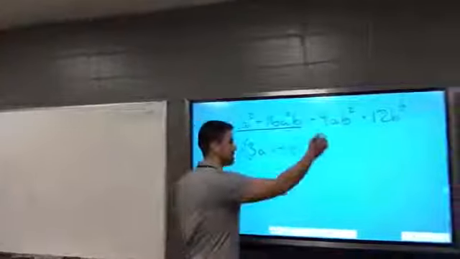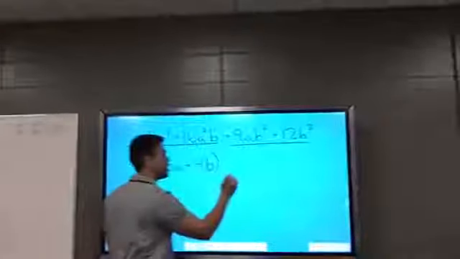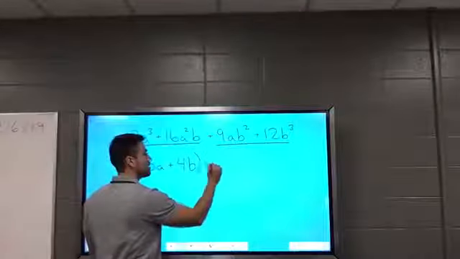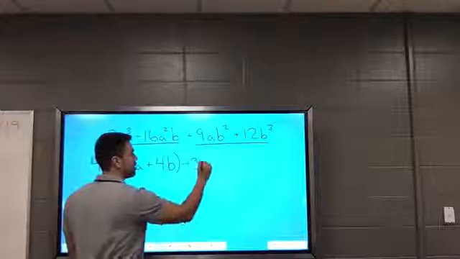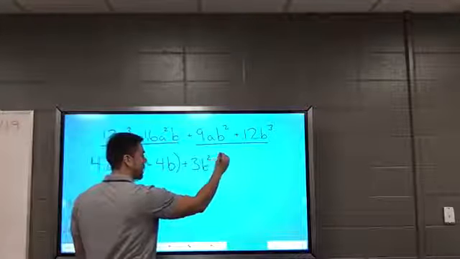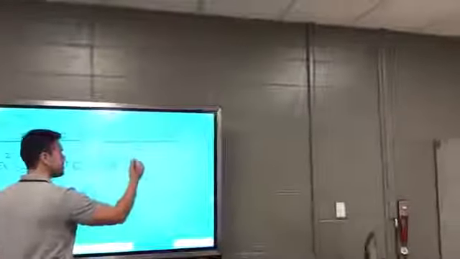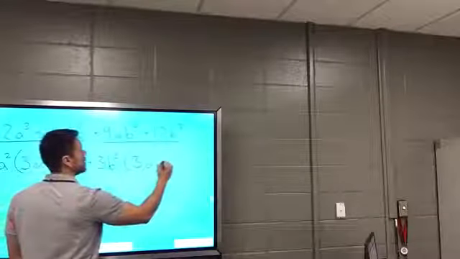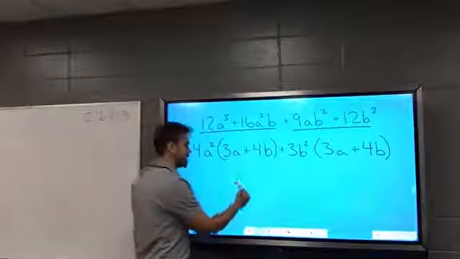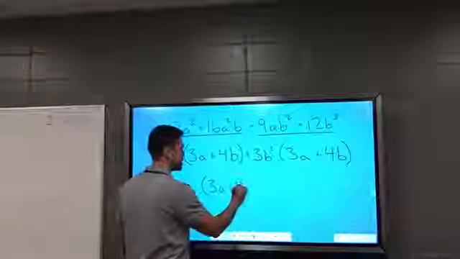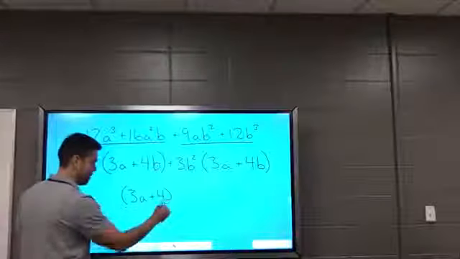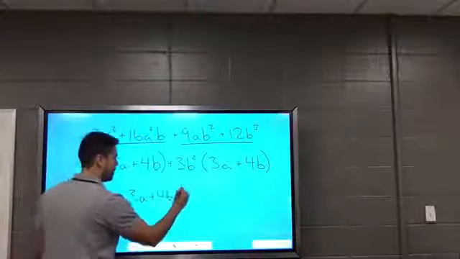Jensen, what factors out of these two? 3 positive 3b, b squared. Okay. And then John, what's left behind in parentheses? 3a plus 4b. Okay, great. And do we have a common binomial factor? Yes. So mission successful. And then you just write down your answer.